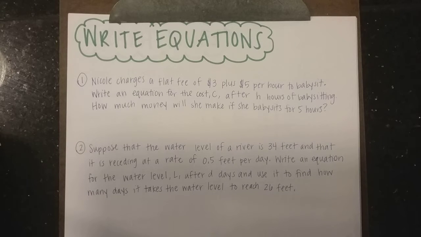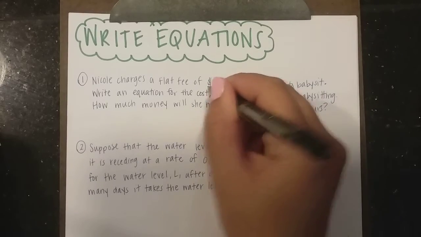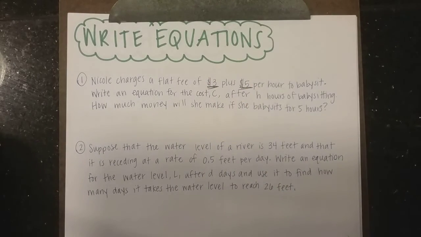Really, you want to look for that "per," right? They might not use "per," but you want to look for what's changing. What I mean by that is I have two values here. I've got this 3 and we've got a 5. So those are the numbers that are going to have to go in our equation, right?